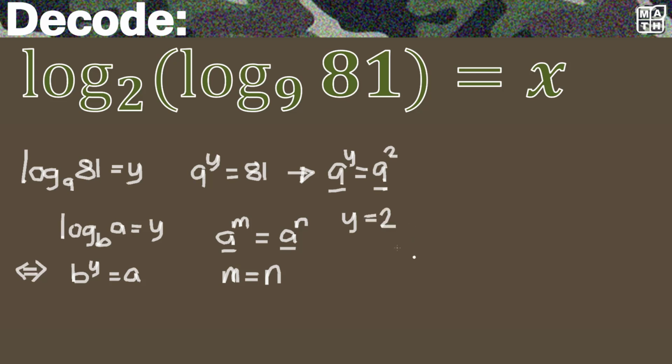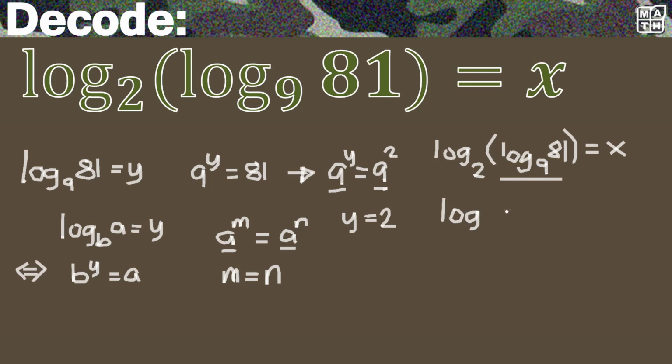Now that we have this, we can substitute this value into the given, because the original given is the logarithm of the expression, which is the logarithm of 81 to the base 9, with the base 2, equal to x. And we are to solve for the value of x here. We know this to be already 2, so we can rewrite this as the logarithm of 2 to the base 2 equal to x.